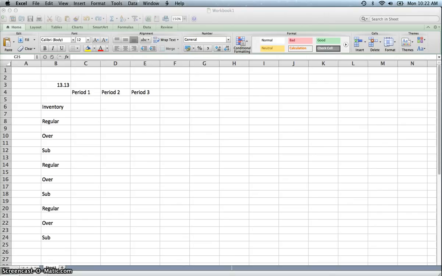This video will demonstrate the transportation method. It uses data from problem 13.13 at the end of chapter 13. This, unlike the graphical method, will give you the optimal solution because you create a table that puts all of the information you have into one table, and then you're able to choose the lowest option from amongst that table.